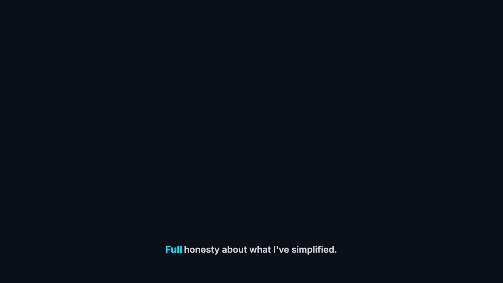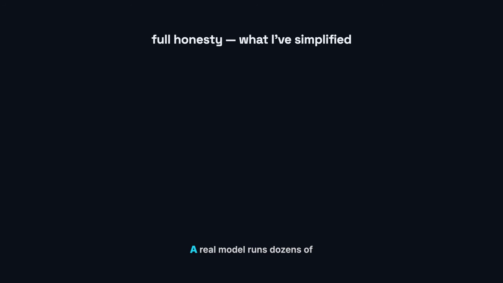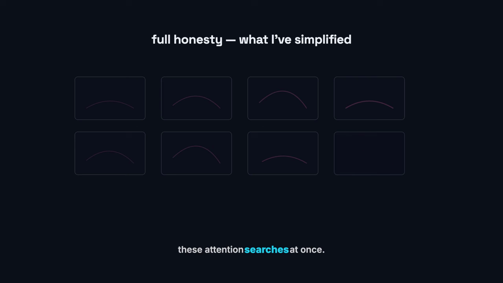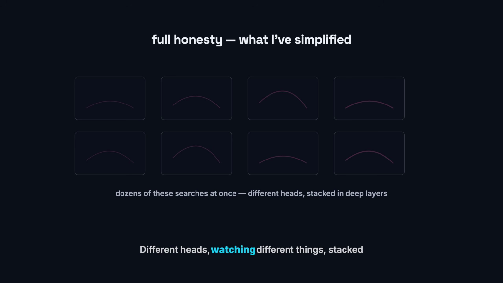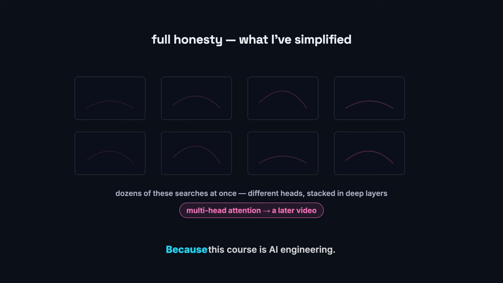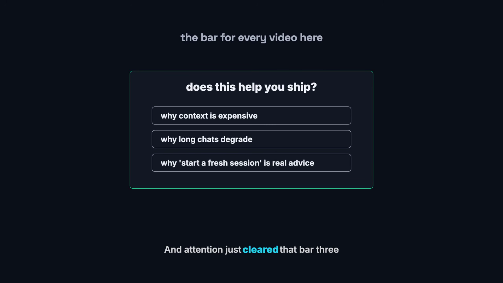Full honesty about what I've simplified. A real model runs dozens of these attention searches at once, different heads, watching different things, stacked in deep layers. I'll make a separate video on all of that. Because this course is AI engineering, the deep theory will get its own videos, properly, later. The bar for every video here is simpler. Does this help you ship? And attention just cleared that bar 3 times. Why context is expensive, why long chats degrade, and why start a fresh session is real engineering advice.